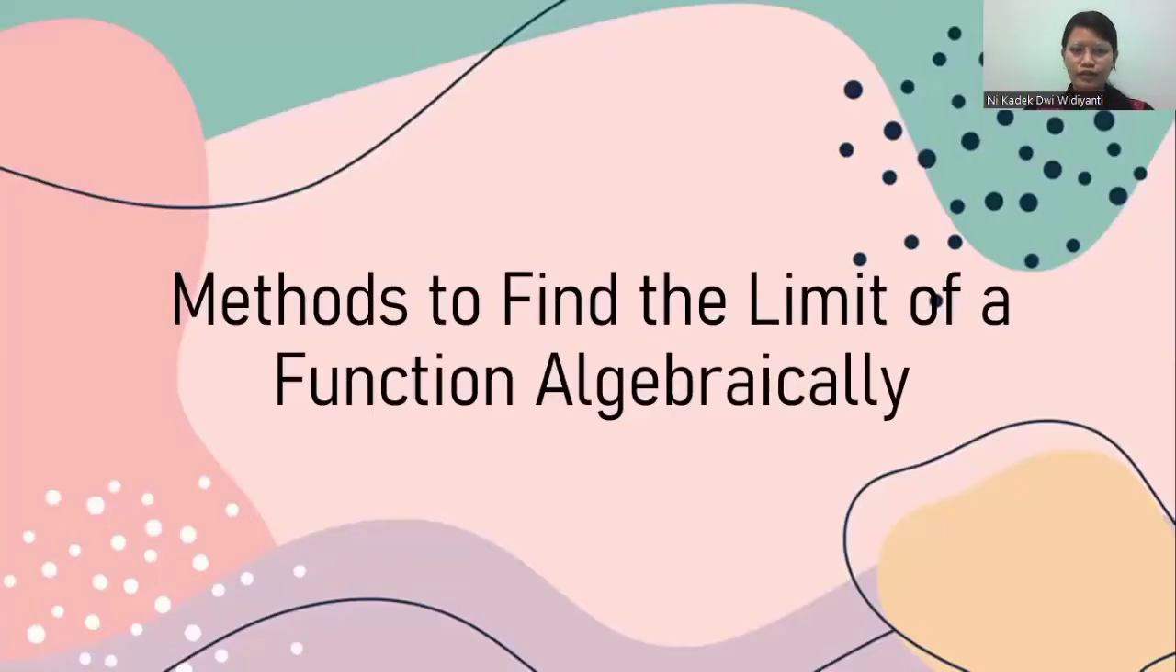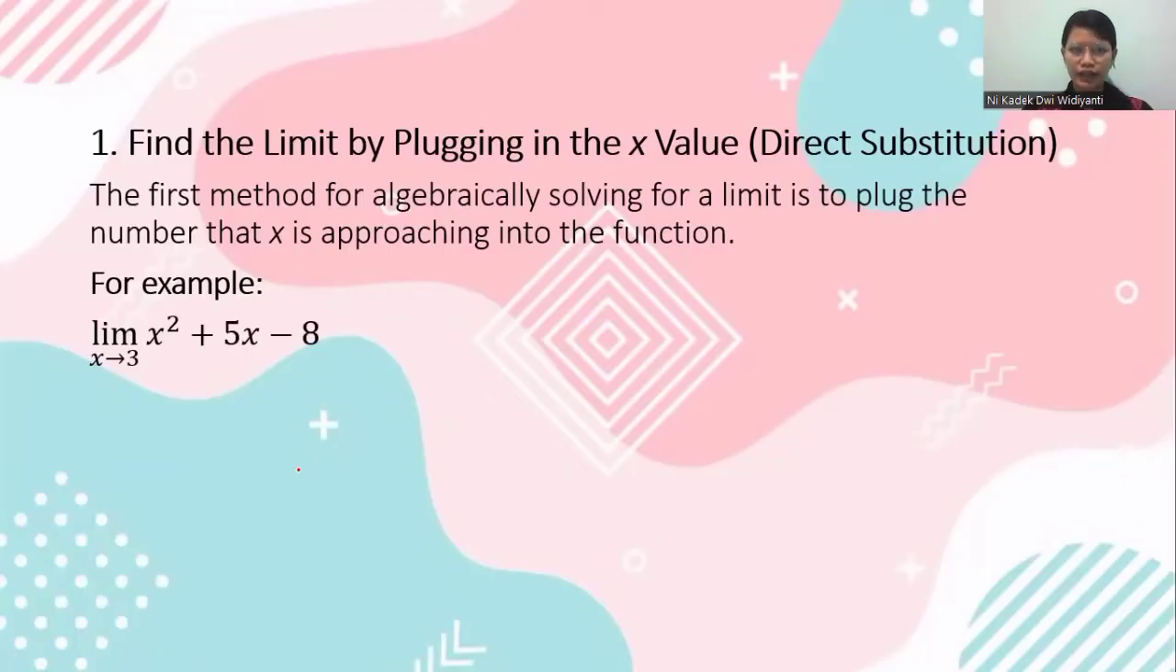This is the material today, methods to find the limit of a function algebraically. The first method is to find the limit by plugging in the x value, or direct substitution. The first method for algebraically solving for a limit is to plug the number that x is approaching into the function. For example, the limit of x squared plus 5x minus 8 as x approaches 3.